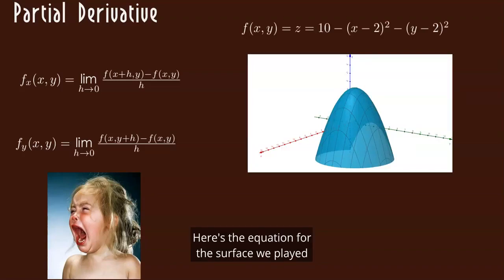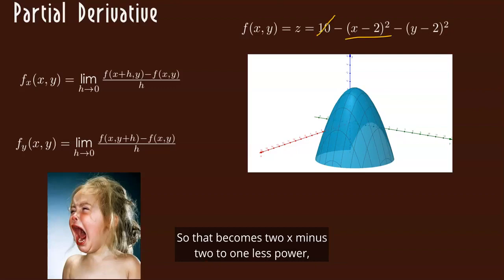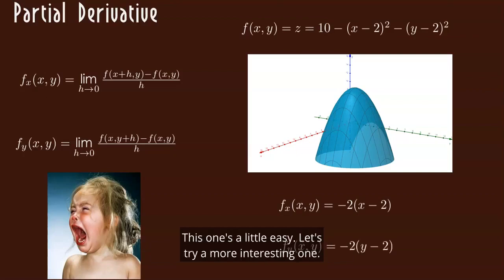Here's the equation for the surface we played with a minute ago, and there's a quick graph of it. So if I take the partial of this with respect to x, notice there's not much to go on. I've got a 10, that's gone. I have negative x minus 2 squared, so that becomes the 2, x minus 2 to 1 less power. And the terms with the y, those go away. So the partial with respect to x is just negative 2 times x minus 2. The partial with respect to y is going to look the same, except with a y. So this one's straightforward. This one's a little easy.